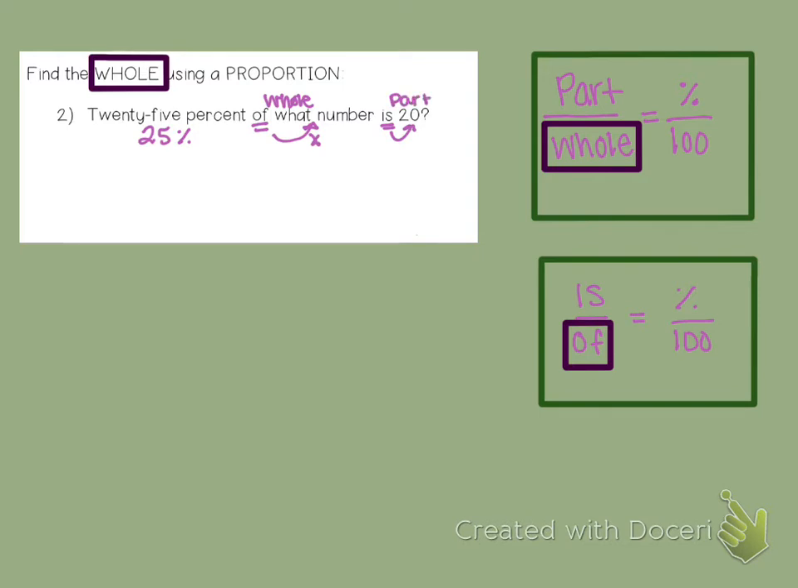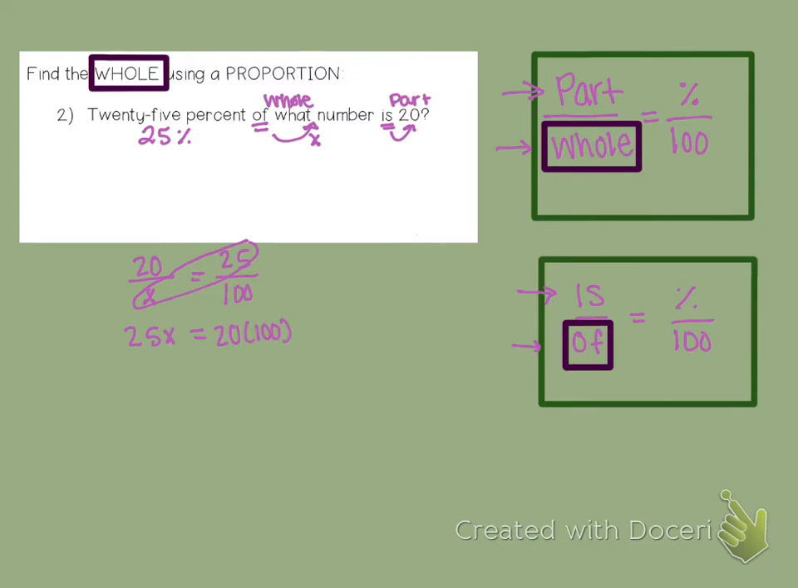Okay, so let's set up our ratio. Part goes first, or is goes first. So your part is 20 over your of. Okay, so that is this right here. So of is your x, which equals 25 over 100. Okay, so we remember that our first step whenever we have a proportion is to cross multiply. So we have 25x equals 20 times 100.